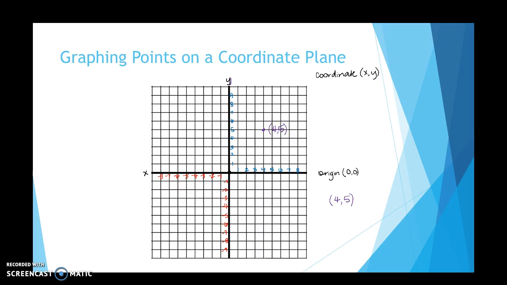What if I was graphing the point -3, 2? x is first, so -3 means I'm going to go from my origin to the left, 1, 2, 3, and then up 2. So that is -3, 2. Let's do another. Let's say we have 6, -3. 6 is positive, so I'm going to go to the right 1, 2, 3, 4, 5, 6, and then down 3 because it's -3. 1, 2, 3.